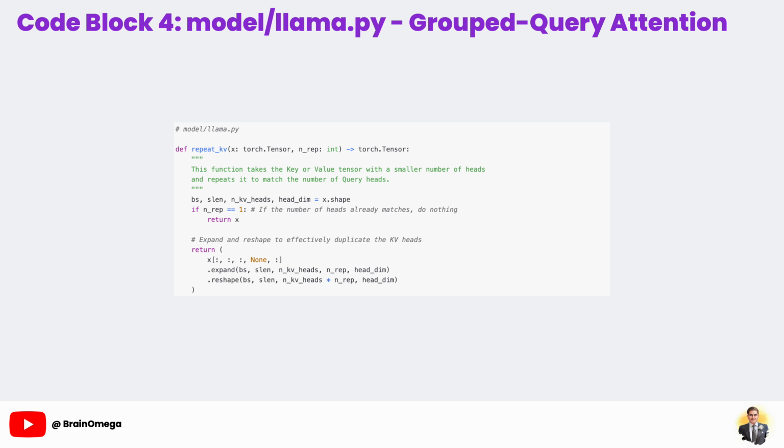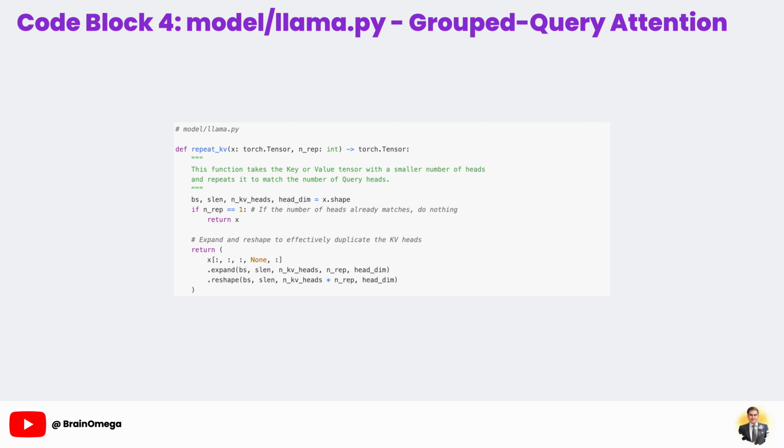To solve this, a technique called multi-query attention was proposed, where you have many query heads but only a single key and value head that is shared by everyone. This drastically reduces the size of the KV cache but can sometimes lead to a loss in quality. Grouped query attention is the perfect compromise. We have our full number of query heads, but we have a smaller, intermediate number of key and value heads. These KV heads are then shared across groups of query heads.